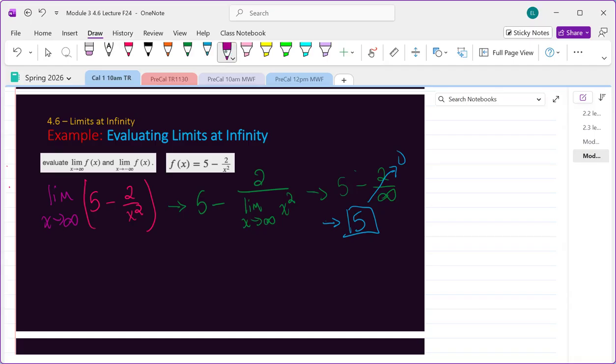Now, if I do the limit from the other side, the negative infinity, for our rational functions, typically you're going to get the same thing twice. So on your homework, you may not bother writing it all out. But on the test, if we ask you to evaluate both limits, you do need to write it out.